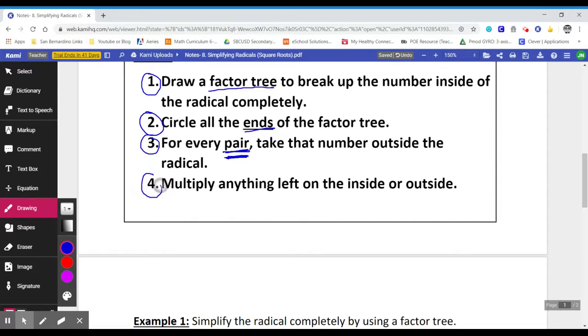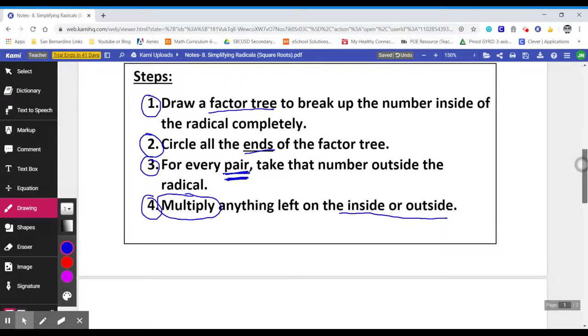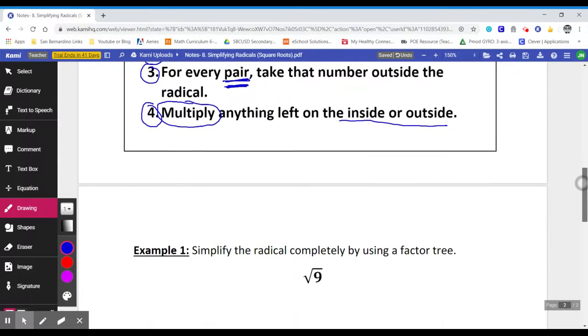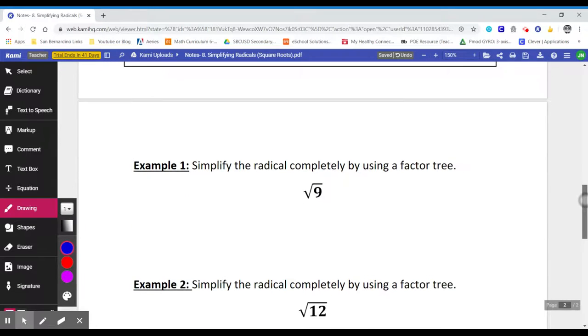Step number 4 is the last one. At the very end of the problem, if there's anything left over on the inside or the outside, you just basically multiply it out. Okay, so it's very wordy, but it'll make sense once we start doing some problems. So example number 1, we're going to start really simple.